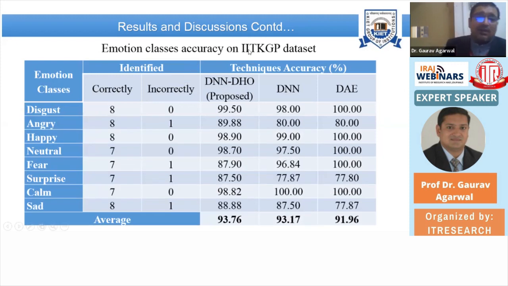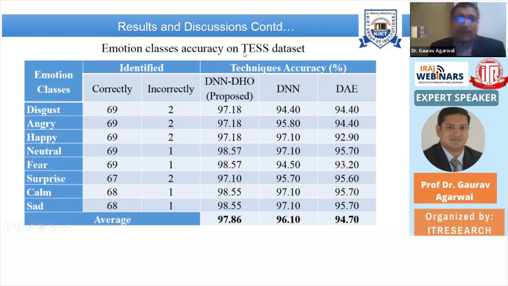In the same fashion, for the Hindi speech dataset that I have taken from IIT Kharagpur, we are predicting a maximum accuracy of 99.50, and the minimum accuracy we get is 87.5. When I talk about the Toronto emotional dataset, which is a foreign language dataset, the maximum accuracy I received is 98.57, and the average accuracy of the proposed model on this dataset rose to 97.86%, compared with deep neural network 96.10 and deep autoencoders 94.70.